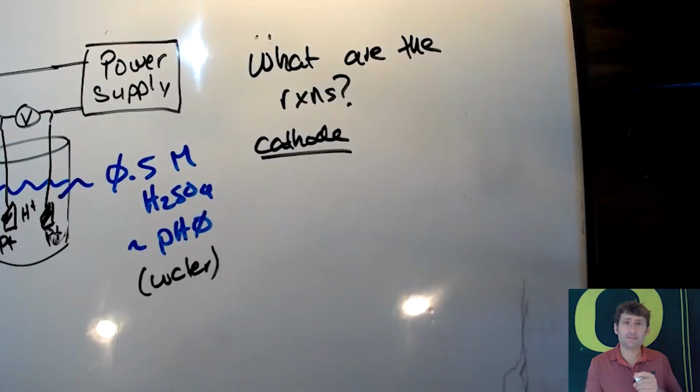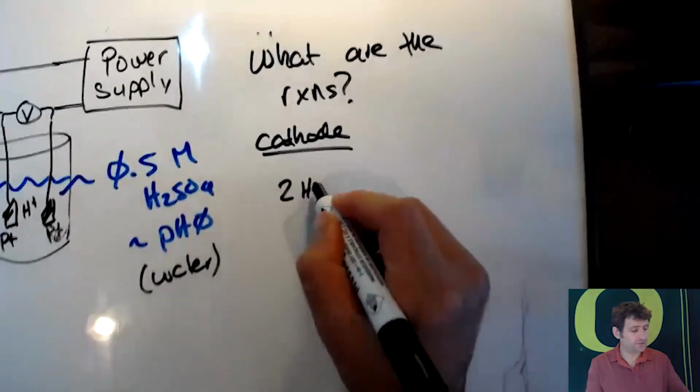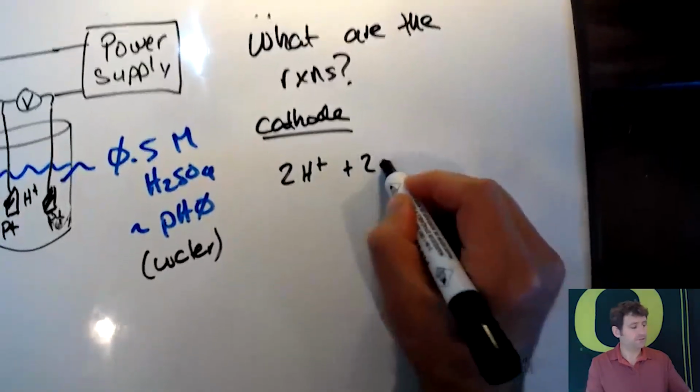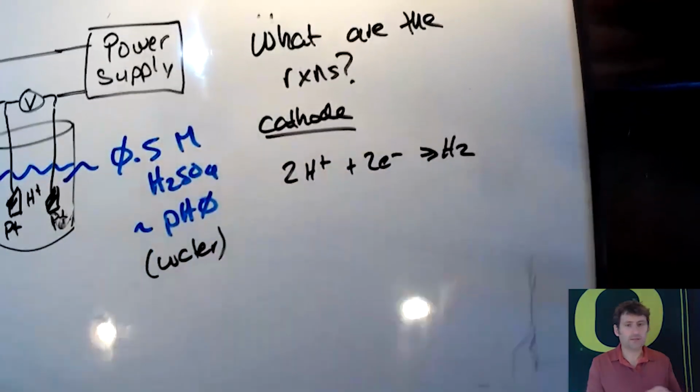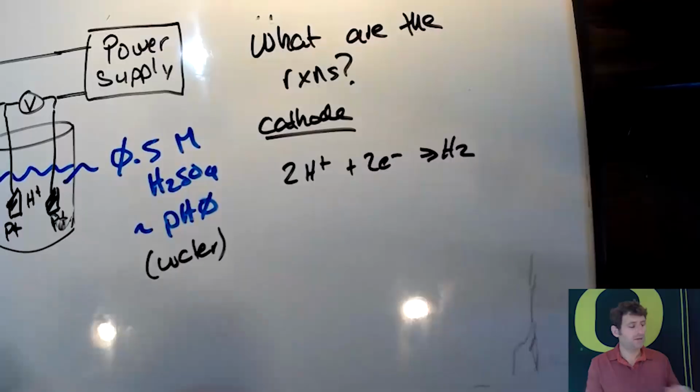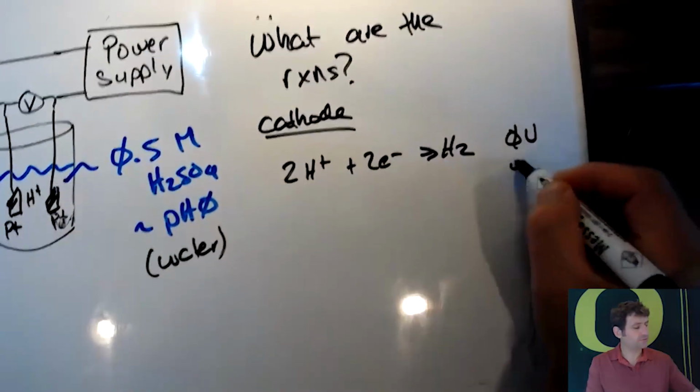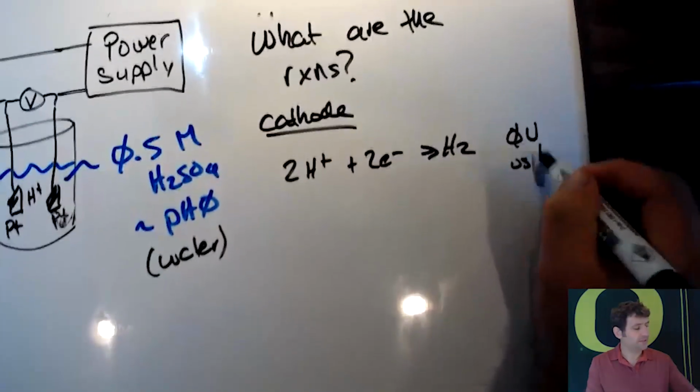Well, what's the easiest thing to reduce? The easiest thing to reduce in here is 2H plus 2 electrons goes to H2. So that would happen at the cathode. And this is, of course, at 0 volts versus NHE.